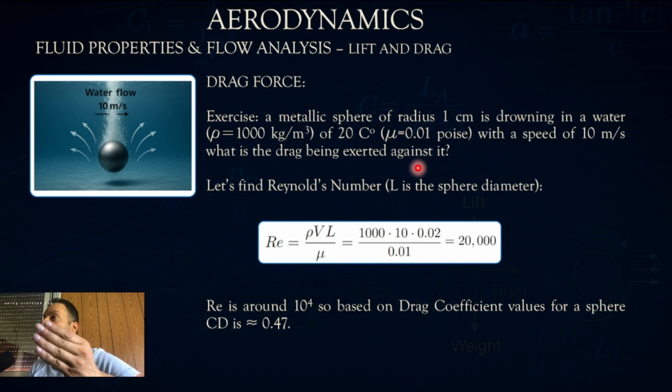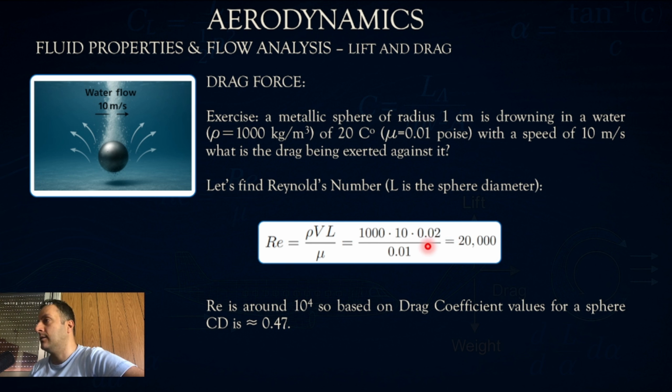First, in order to find the drag coefficient, we need to find the Reynolds number. So the Reynolds number for this sphere is equal to rho V L over mu, L being the diameter here, which is the cross distance by the flow of water. That's the diameter of the sphere. V is the velocity, which is 10 meters per second. Rho is 1000 kilograms per meter cubed, and mu is 0.01. The diameter is 2 times the radius, which is 1 centimeter, or 0.01 meters. Okay, so 0.02 times 10 times 1000 divided by 0.01, so it is 20,000.